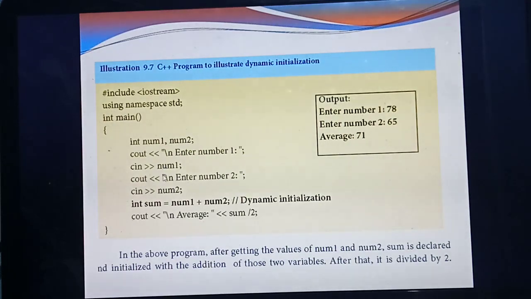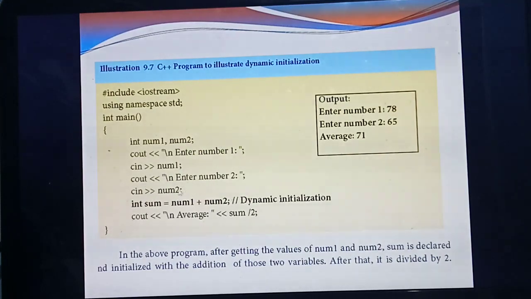Next you are entering the second number. In the output screen, which statement should you give? cout, enter number 2. You need to give input for number 2. For the input, which variable? num2. So you should call cin num2. Understood? Next, you are going to add these two numbers. What are the numbers? num1 and num2.